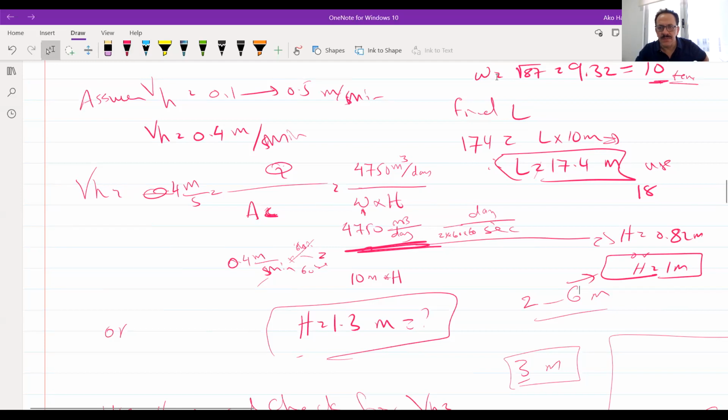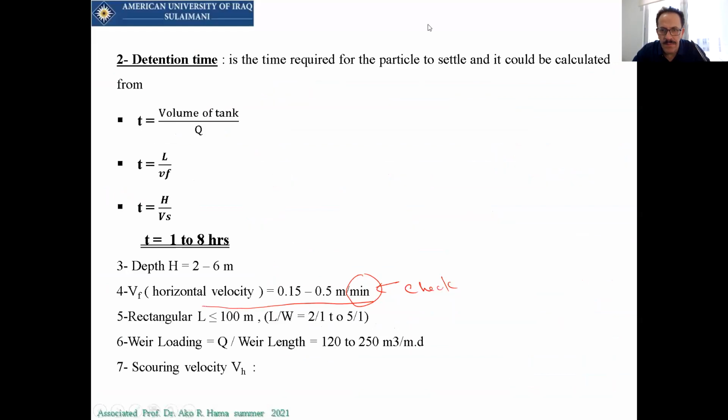Is the design procedure clear to you? Barham, do you have any question? No question, sir. Sir, should we know that we should choose a depth from 2 to 6 meters or a horizontal velocity from 0.15 meters to 0.5, or will they be given in the exams? These are used for design. So these will be used for the design.